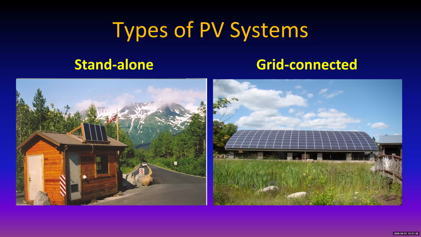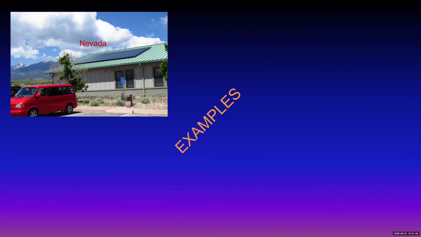Okay? So now there's several different versions of grid-connected systems, several different versions of standalone, but that's the main difference between the two types of system. Either it's connected to the utility or it's not. Might be a roadside sign, for example.